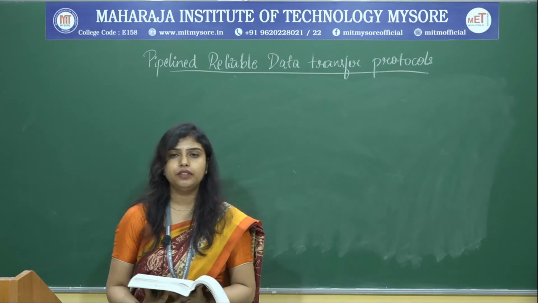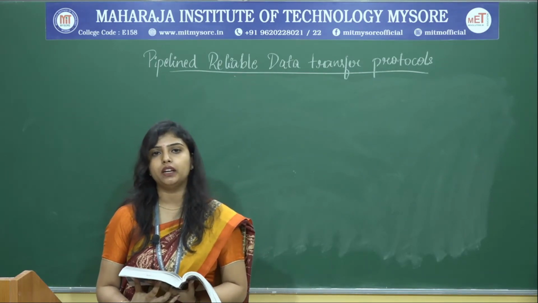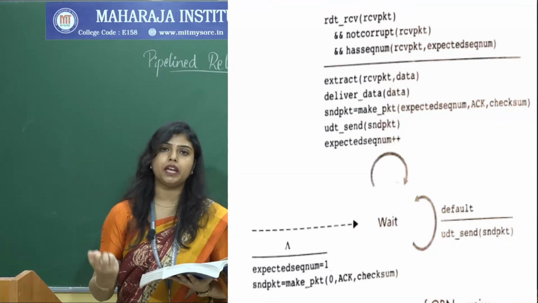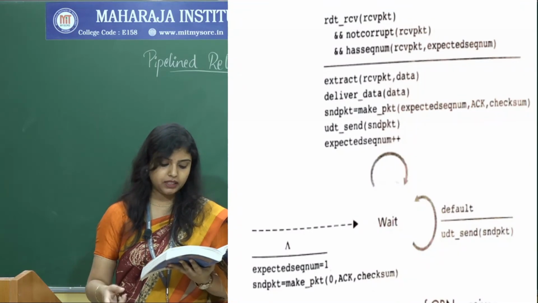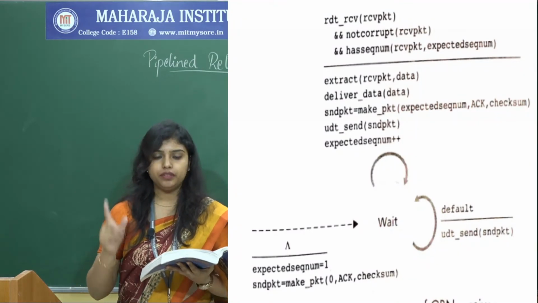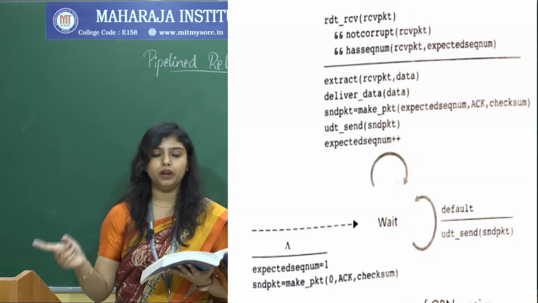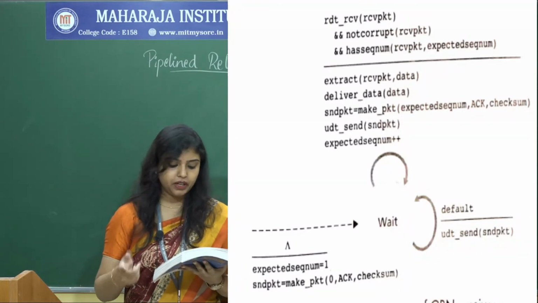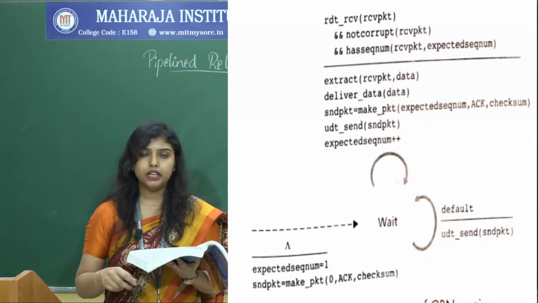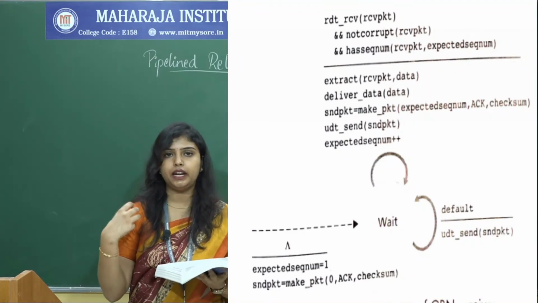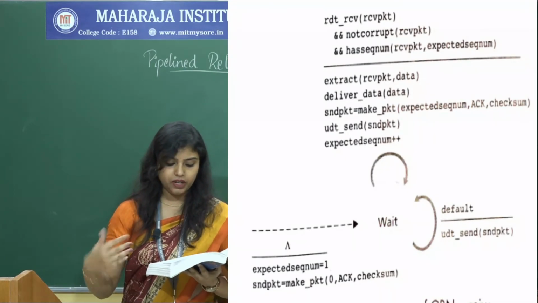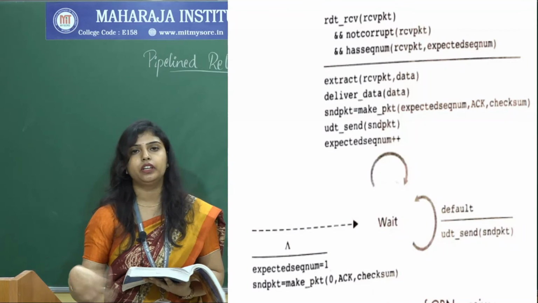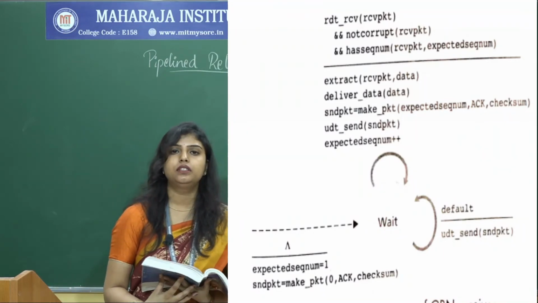Now, let us look at the FSM of the receiver side of Go-Back-N. As you can see in the diagram, the first action says when it receives a packet, that packet is not corrupt, and the sequence number of the received packet is the expected sequence number. If all the conditions are okay, it extracts the data and delivers the data, then makes an acknowledgement packet and sends it. After that, it increments the expected sequence number.